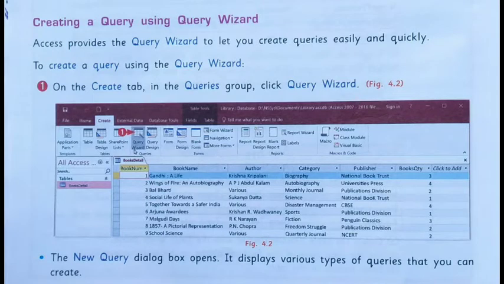Creating a query using query wizard. Access provides the query wizard to let you create queries easily and quickly. To create a query using the query wizard, on the Create tab in the Queries group, click Query Wizard. You can see in figure 4.2. The new query dialog box opens. It displays various types of queries that you can create.